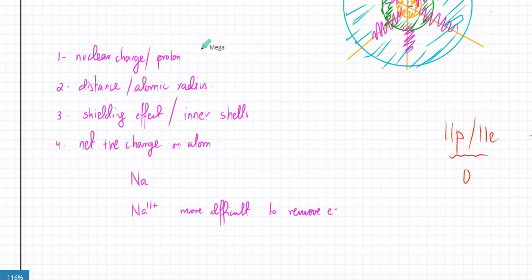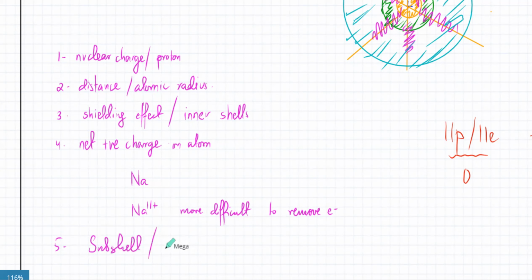They're the ones that are attracting electrons. The distance, the shielding effect, the net positive charge on an atom, which is different from the nuclear charge. The net positive charge includes the charge of the electrons as well. So it's the overall charge on the atom. And there's a fifth factor, which is at the moment not that important. It's because it doesn't always come into play, and that fifth factor is the subshell.